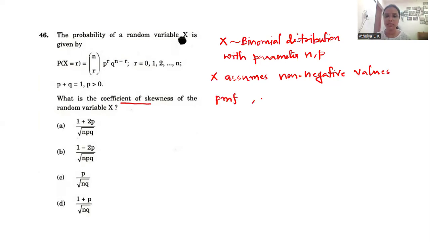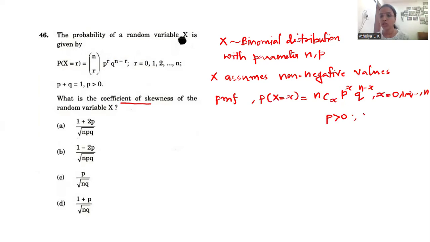can be written as P(x = x) = nCx p^x q^(n-x), where x ranges from 0, 1, etc. up to n, and p > 0, and one more condition is there, p + q = 1. So this is the probability mass function of a binomial distribution with the parameters n and p.